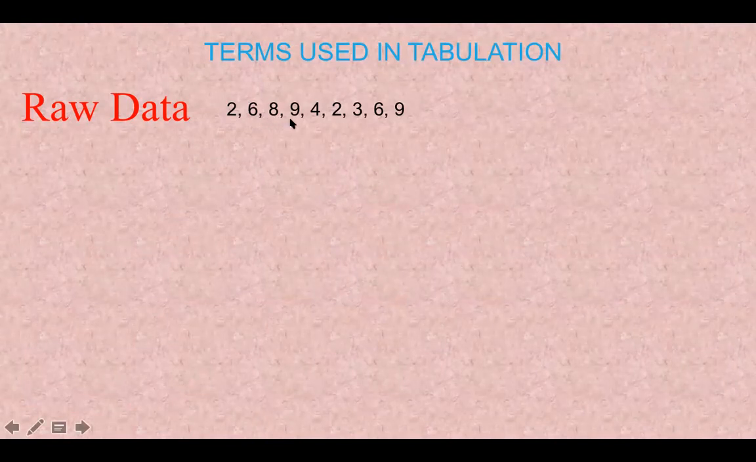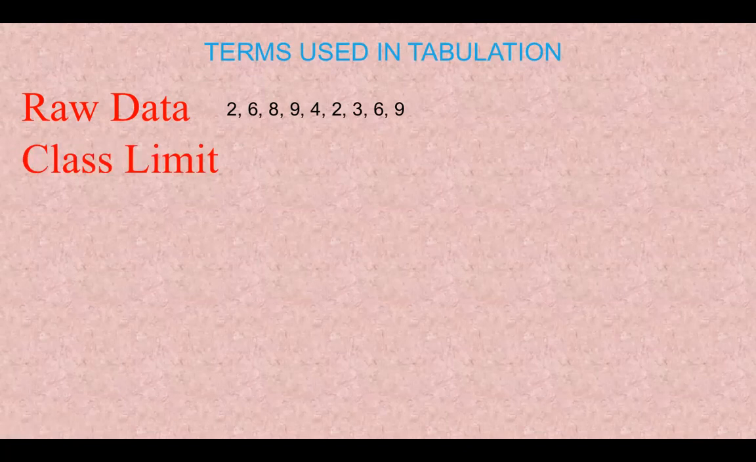Raw data. Raw data is the data collected in the original form which is not summarized. It's also called the ungrouped data. Let me take an example. I have asked for the age of 9 children and they gave me this data. Somebody was 2 years, some 6, some 8 and so on. From this data, I cannot conclude anything. It's in raw form.